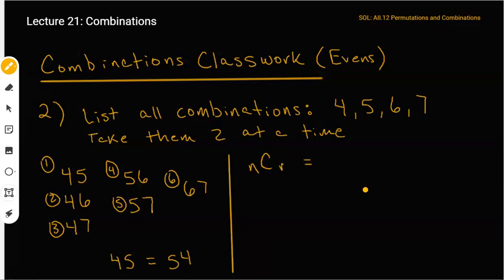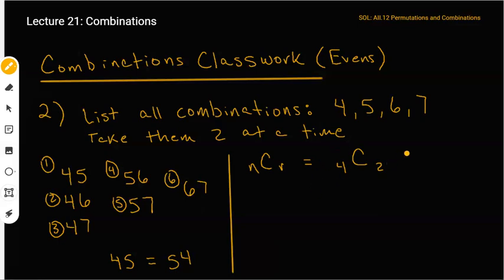N is going to be my total number of objects. That's going to be 4 objects. And how many am I choosing at a time? That's going to be 2. So my R value is going to be 2, while my N value is going to be 4.